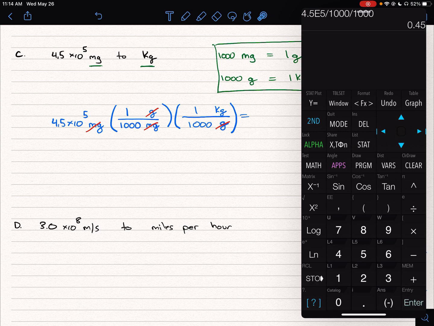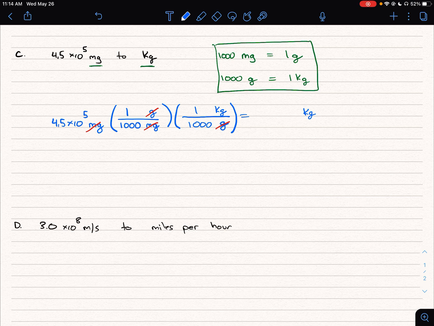And this is going to equal 0.45. 2 sig figs, and we have 2 sig figs, so 0.45. Write that down, 0.45 kilograms.